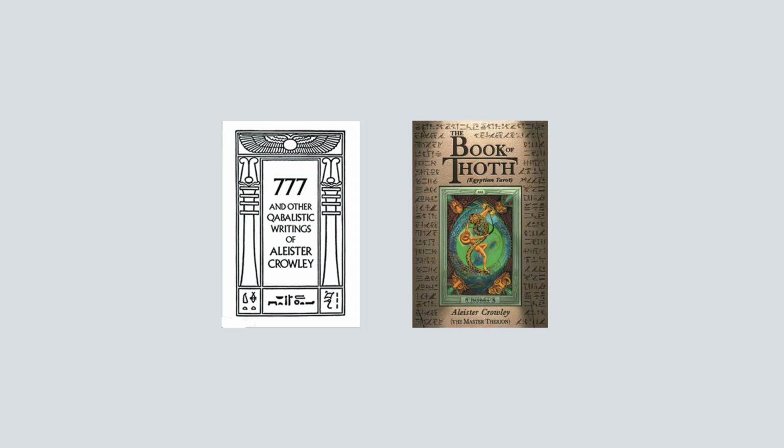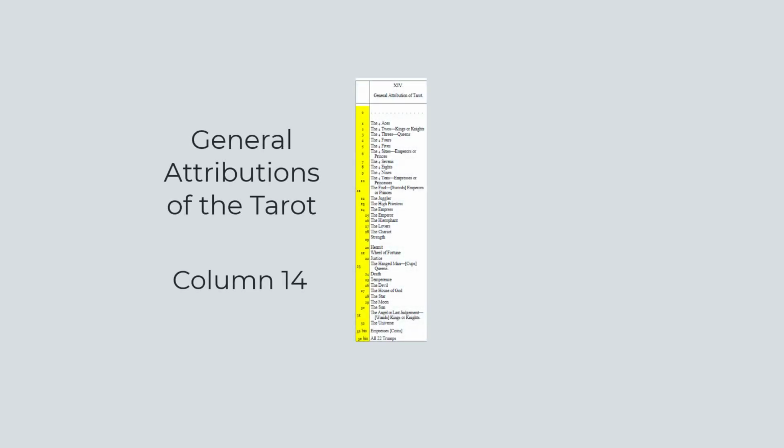The problem with Liber 777 is that the information on the tarot is scattered in different tables. The priority was not the tarot, so we have to make allowances. Column 14, General Attributions of the Tarot. In previous videos I demonstrated the importance of the key scale that appears in the left-hand column.